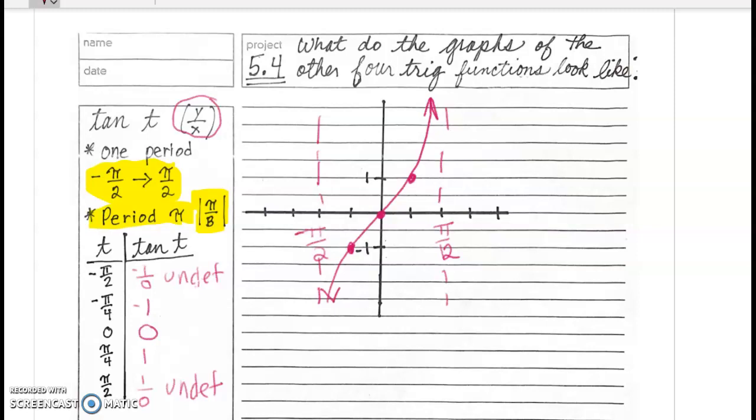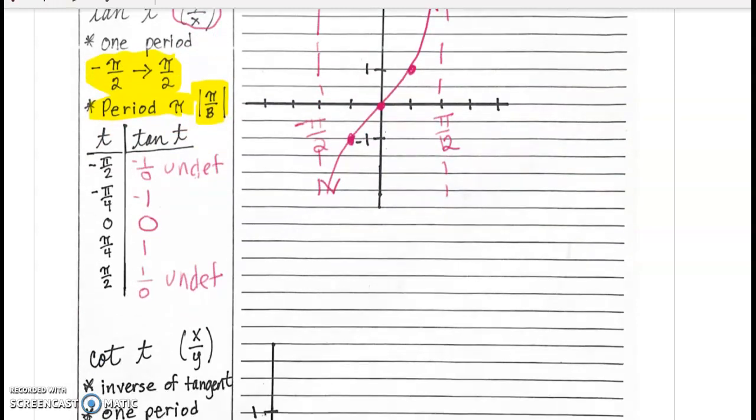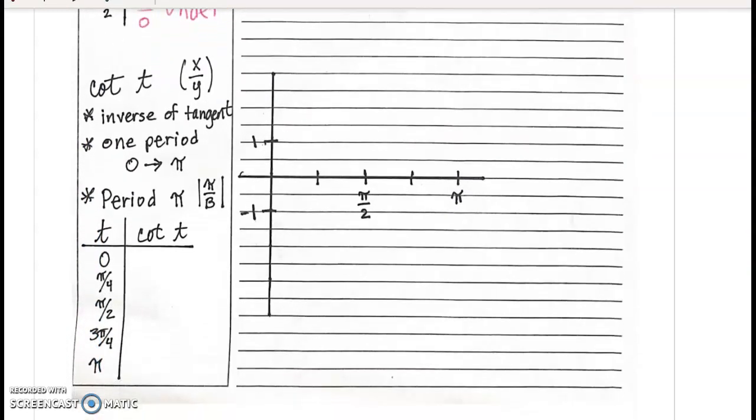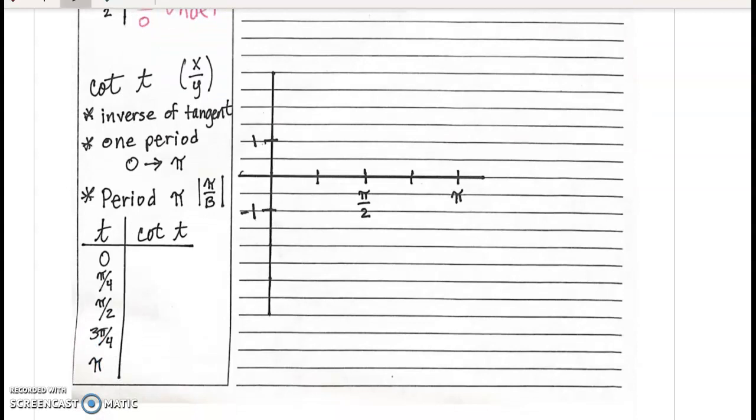All right. Again, you can pause me. Let's move on to cotangent. Remember, cotangent's related to tangent. Cotangent is x over y. It has a different period as well. One period of cotangent goes from 0 to pi. So obviously it is pi long, and it is found by the absolute value of pi over b.